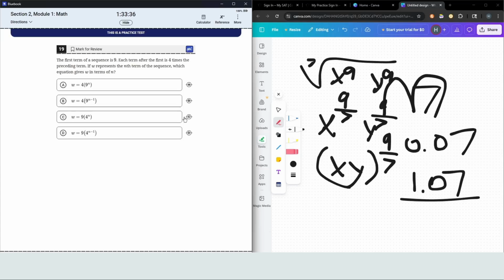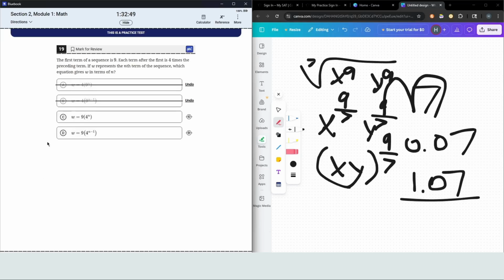So this is a very simple problem. The first term is 9, meaning the number outside of the parentheses should be 9 because that is the first term. So you can eliminate A and B because the number outside of the parentheses is not 9. So they're automatically wrong. It's either C or D.